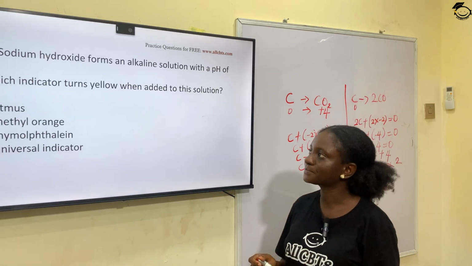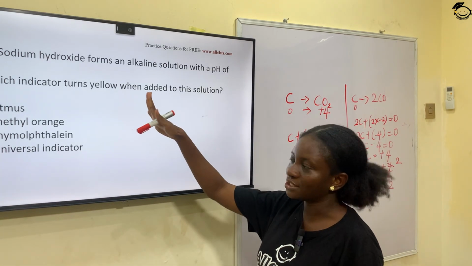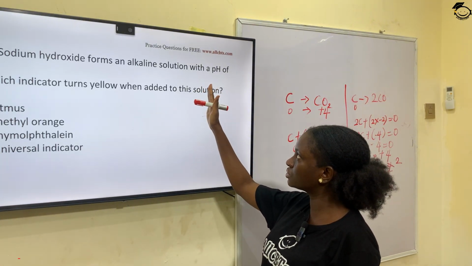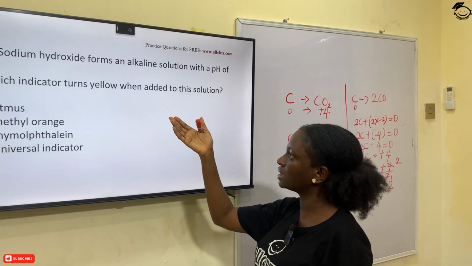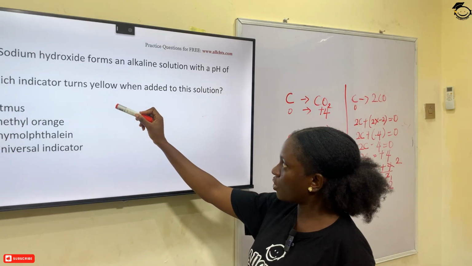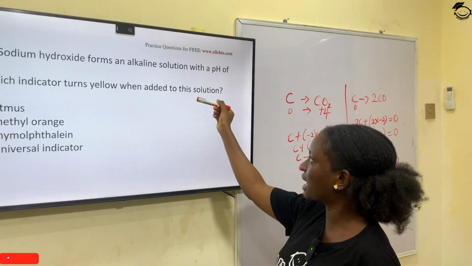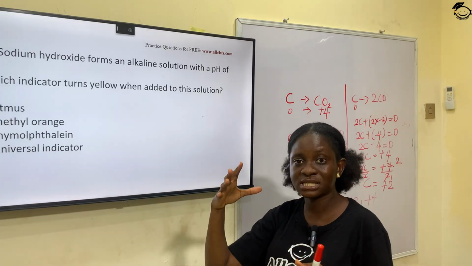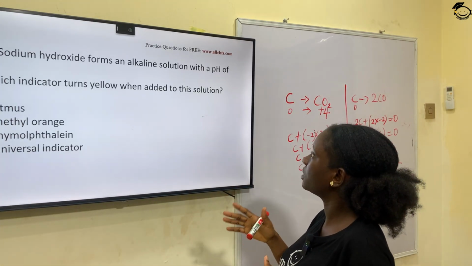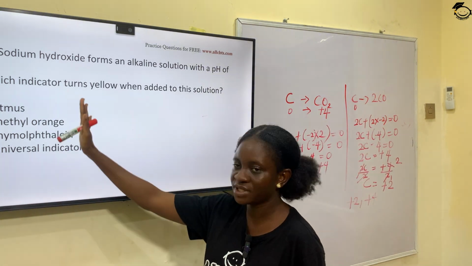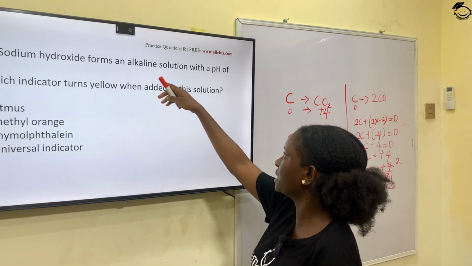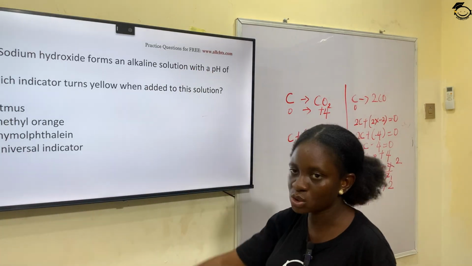Question 15. Sodium hydroxide forms an alkaline solution with a pH of 14. Which indicator turns yellow when added to this solution? pH of 14, that means it is alkaline in nature. So which of these indicators turns yellow when it is added to this alkaline solution?